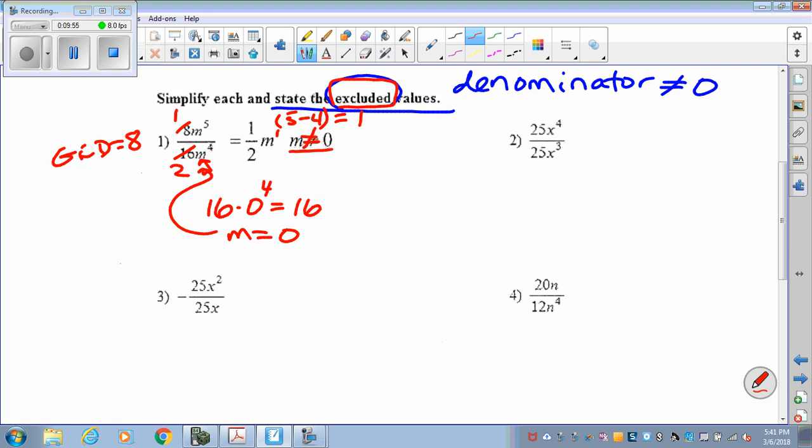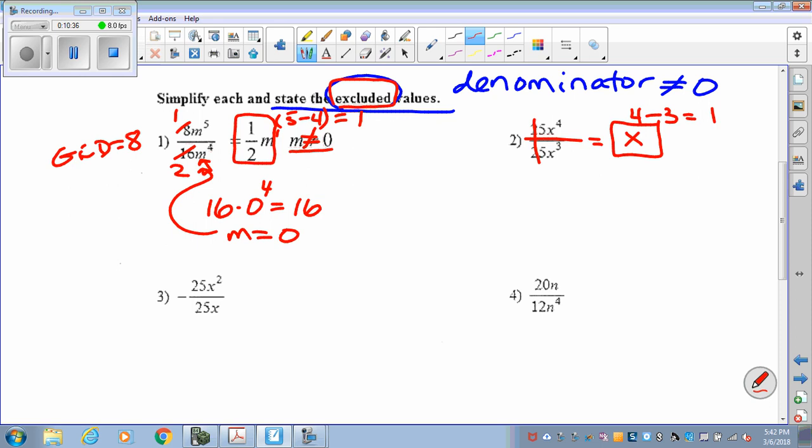So over here, number 2, we've got 25 and 25. The GCD of 25 and 25 is 25. A number divided by itself is 1. And then I'm dividing, so I'm going to subtract my exponents. I'll take 4 minus 3, which is 1. So that is equal to x to the first power, and that is my final answer. This 1/2 m would be my final answer.